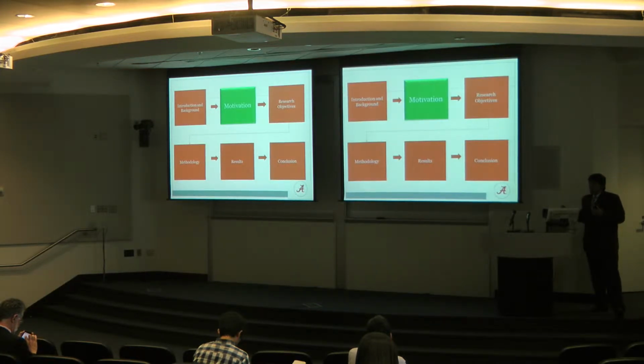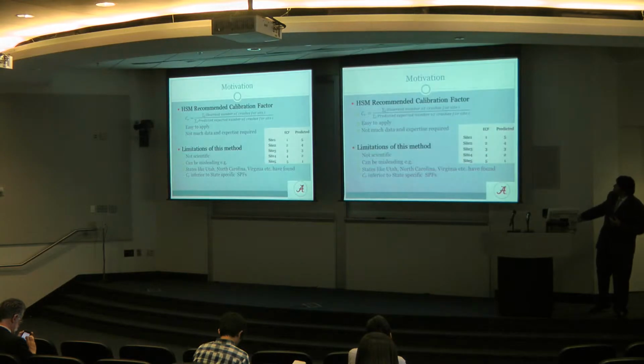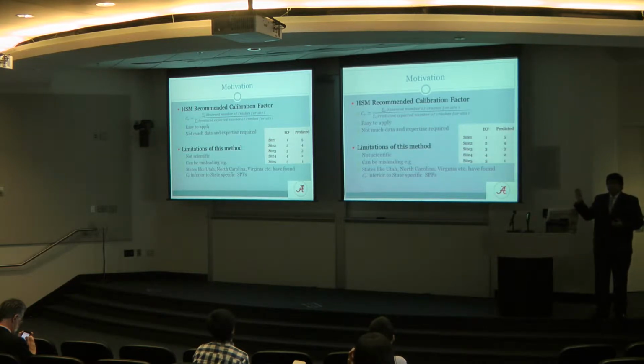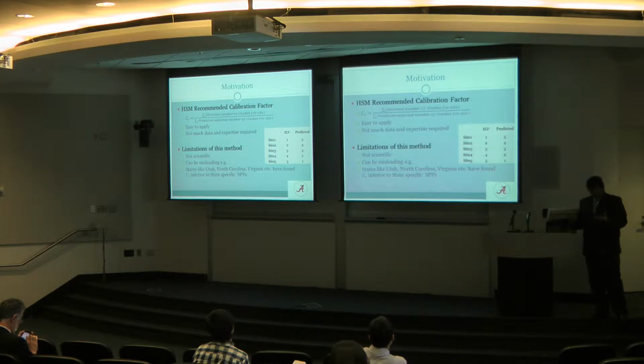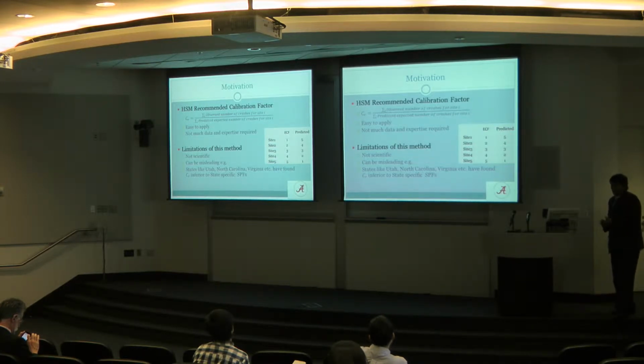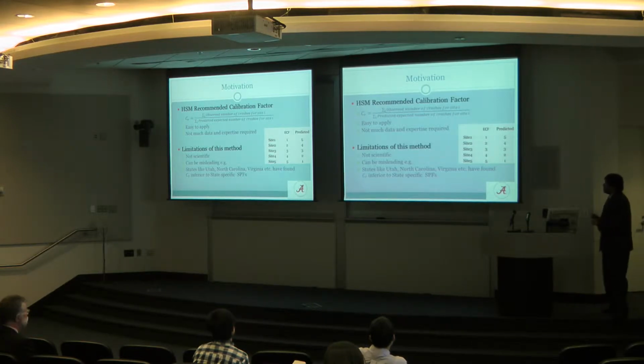So the motivation behind this study was that the Highway Safety Manual recommends calibrating the base SPF using this method, which says you just sum the observed number of crashes and take the ratio of observed crashes over the expected number of crashes. They did it on purpose, they kept it easy so that the DOTs won't need much technical expertise to do anything else.